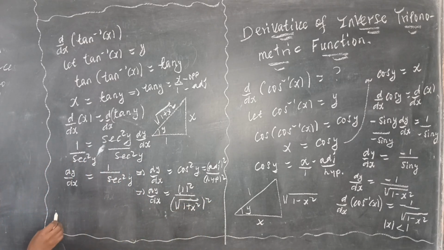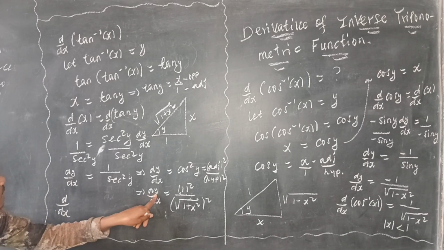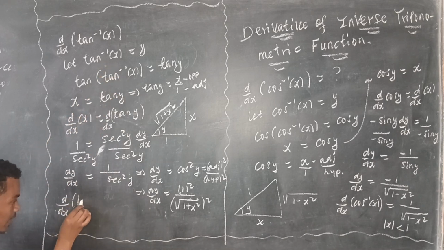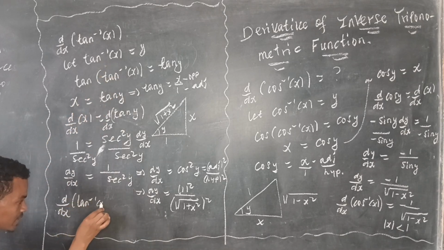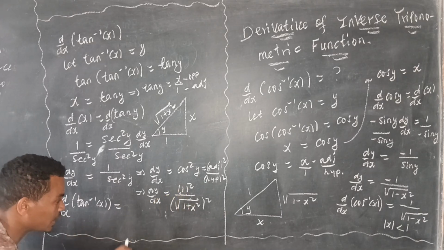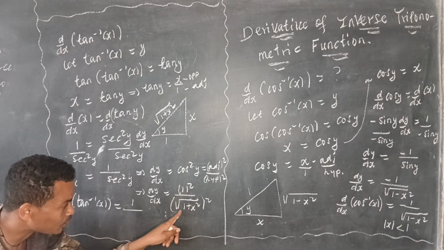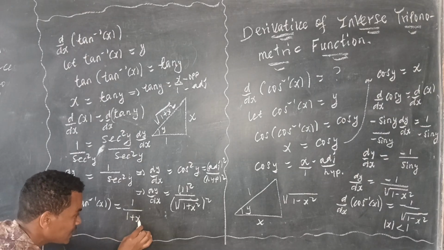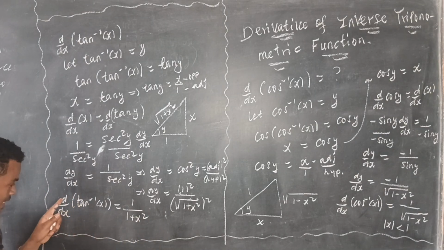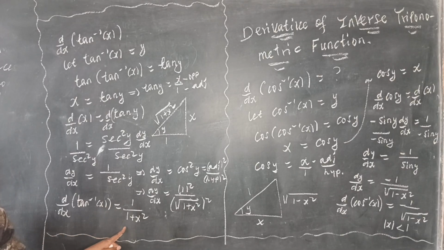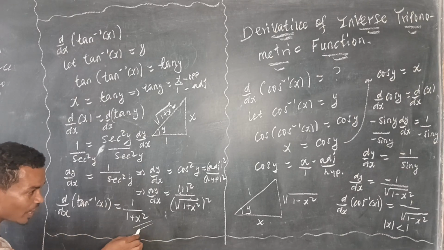So from this, d by dx of y, that is tan inverse of x, is equal to 1 square, which is 1, over the square root of 1 plus x square the whole square, which is 1 plus x square. That means the derivative of tan inverse of x is equal to 1 over 1 plus x square.